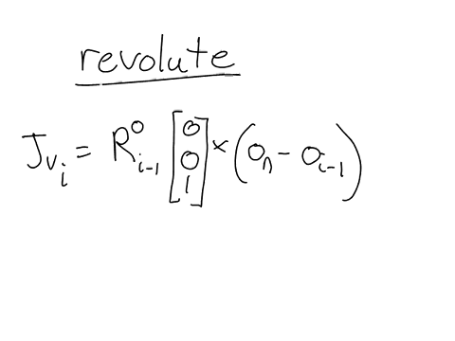In the next section, I'm going to do an example that includes both revolute and prismatic joints to show you how you come up with these matrices.